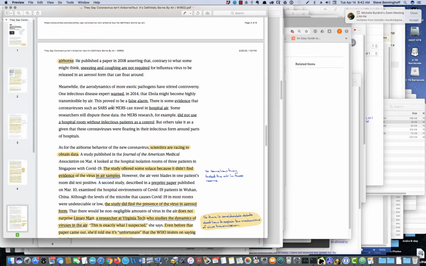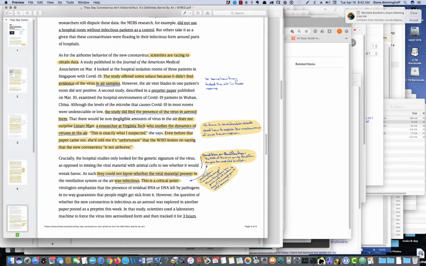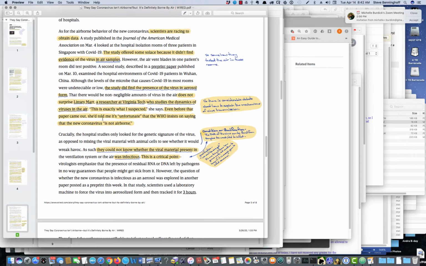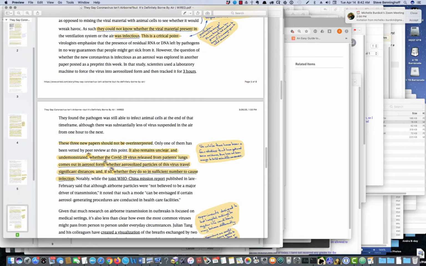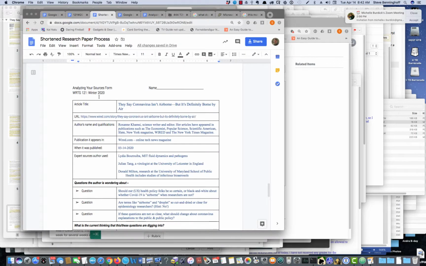All right, so that's a short rundown. You can look through this PDF that I've marked up, which is in our files and is linked. So what I'm going to show you next is how you fill in the form. Here's the analyzing sources form filled in for this article.